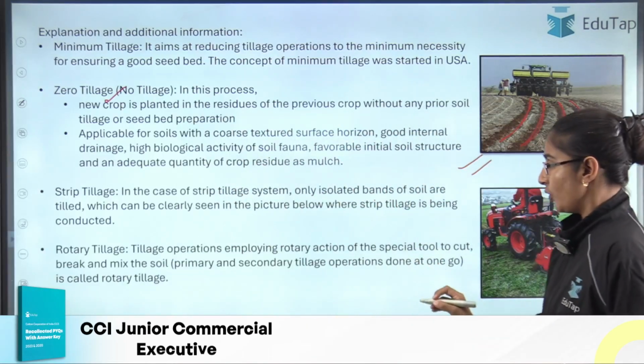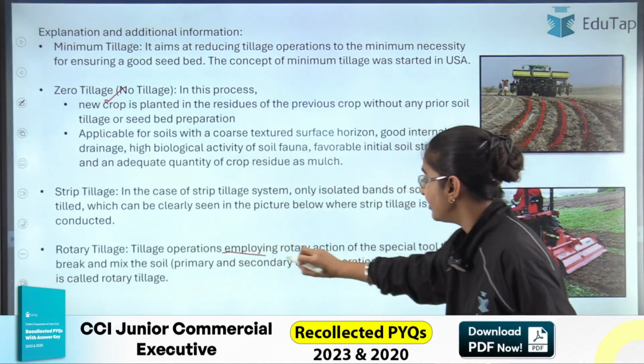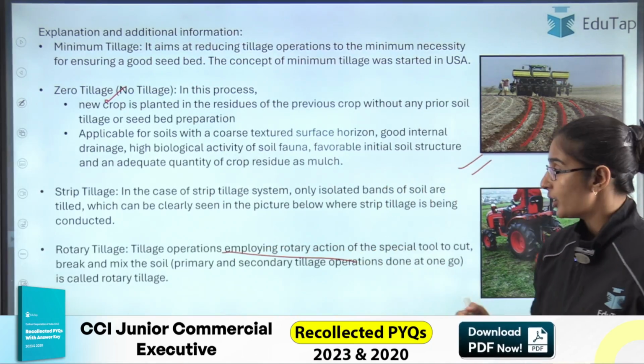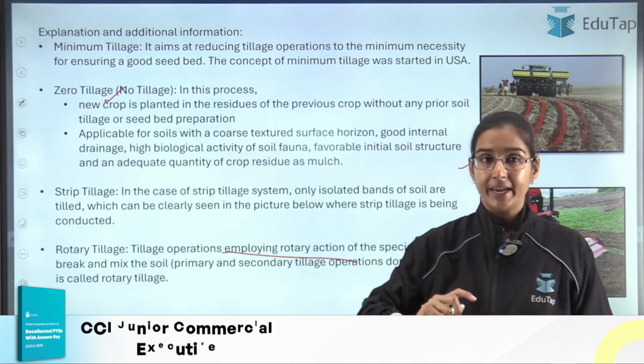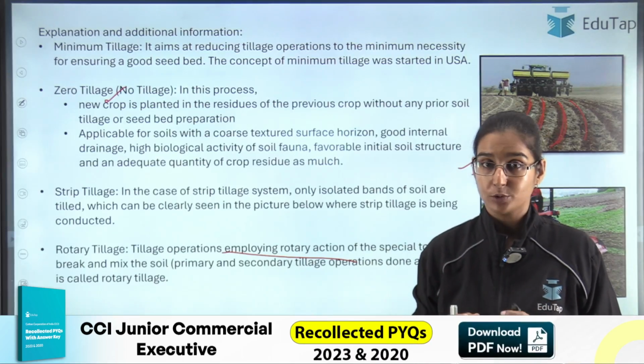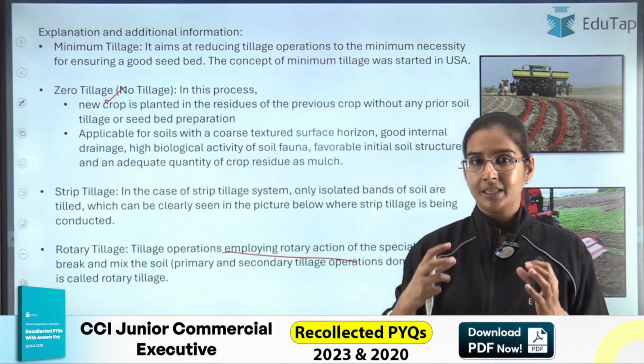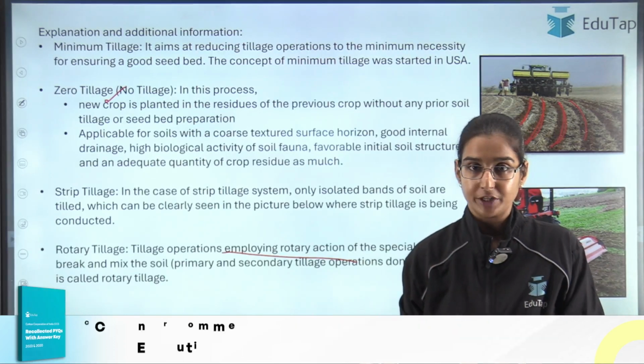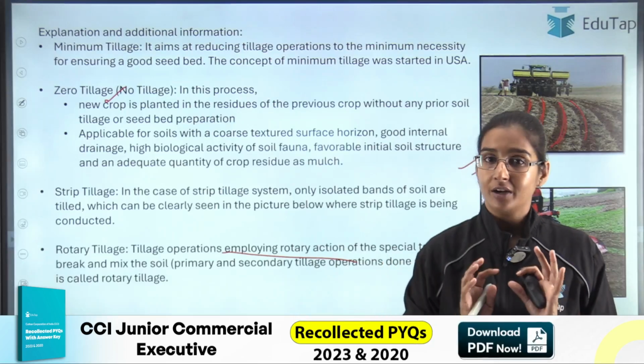In the rotary tillage, what we do is we employ a special tool to cut, break and mix the soil at the same time. So here we are basically combining the primary and the secondary tillage operations, right? So that is the function of the rotary tillage.